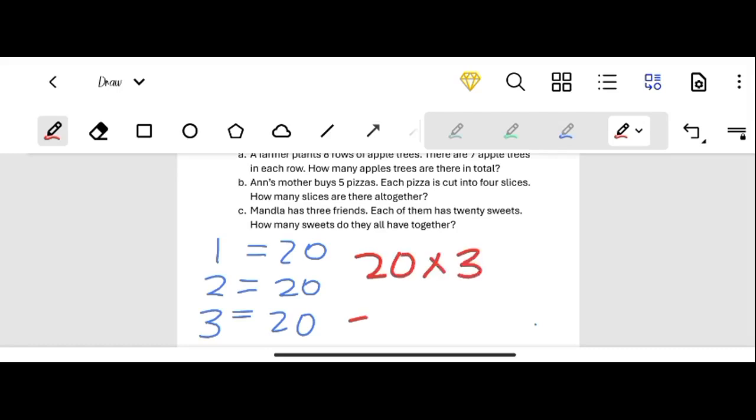3 times. What do we do? 20 multiplied by 3. So it's 2, 4, 6. So you're going to write your 6, but remember that there is a 0 there. So you're going to write your 0 there. And you are done. I hope this is making sense.